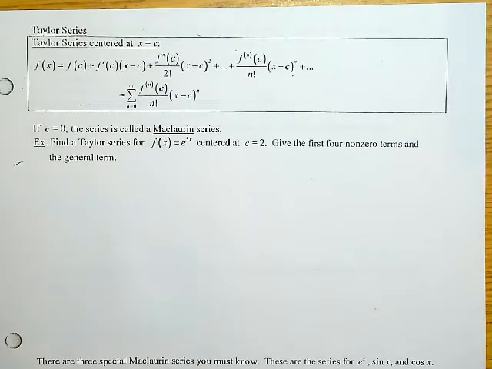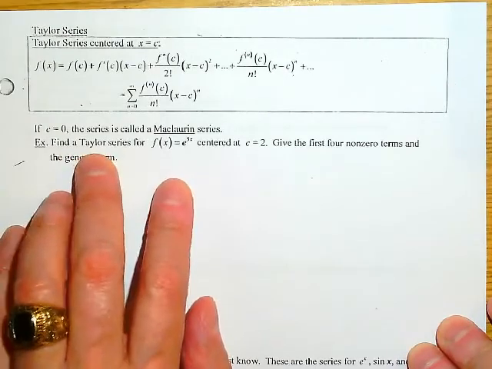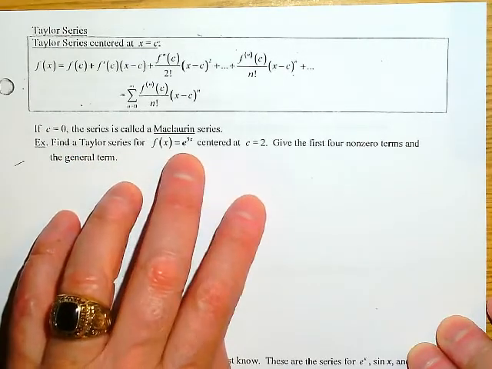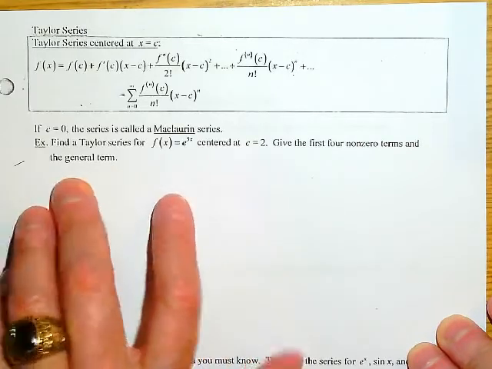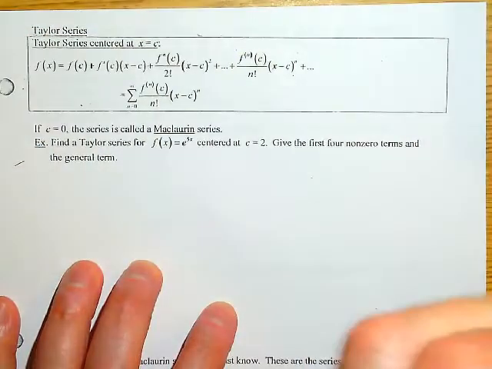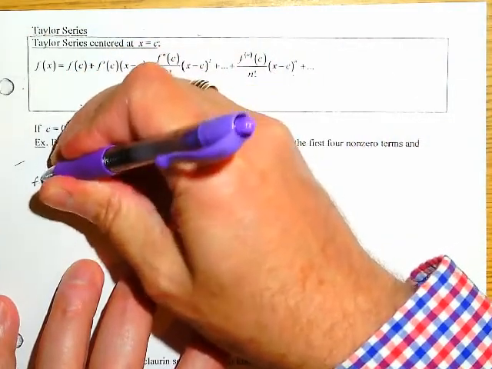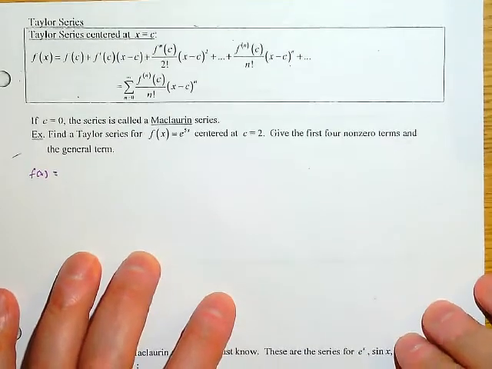So we'll do another one that we started similar to yesterday. Find a Taylor series for f of x equals e to the 5x, centered at c equals 2. Give the first 4 non-zero terms and the general term. So I'm going to start out with a table, and this is how I would recommend that you do this if you have to build up one that you don't know.